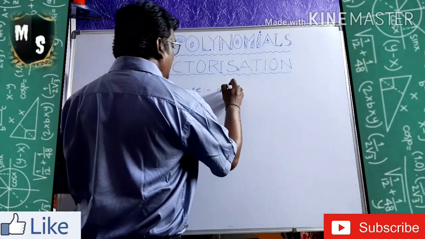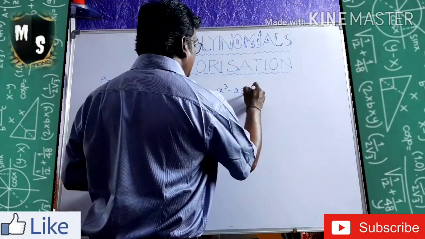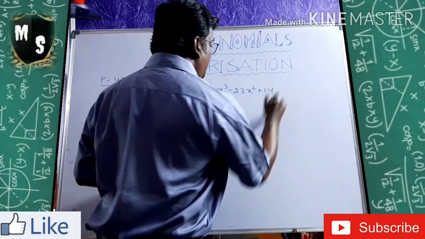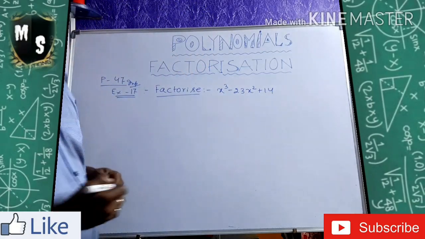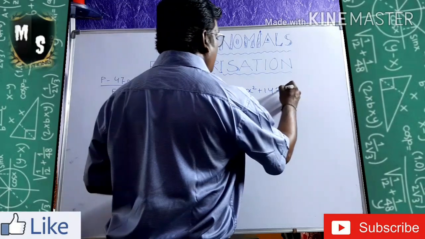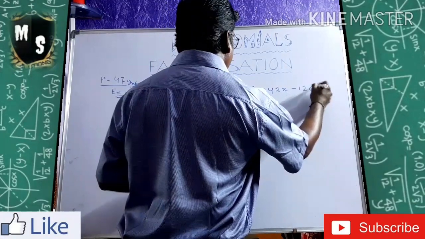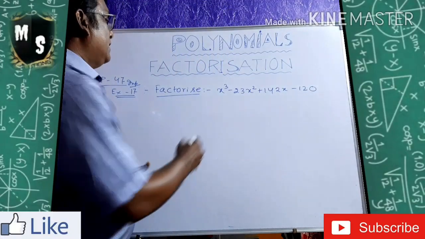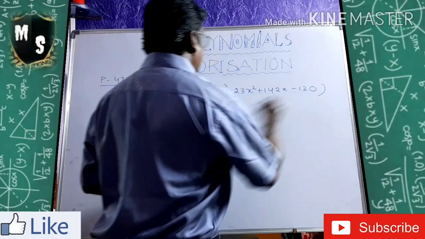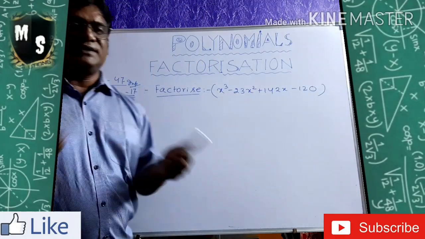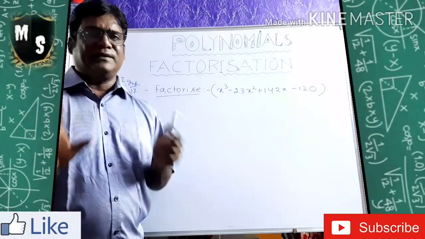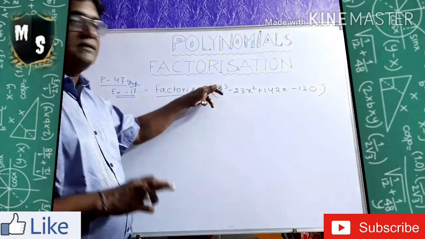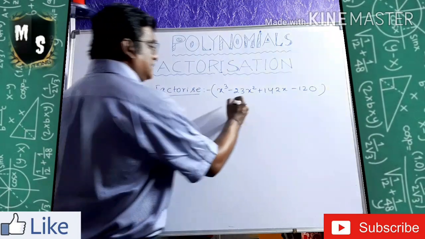x cube minus 23x square plus 142x minus 120. Clear? See now, clearly I have to factorize this. What is this polynomial? This is a degree 3 polynomial. Very simple, because the highest degree is 3 here. So it is a cubic polynomial.